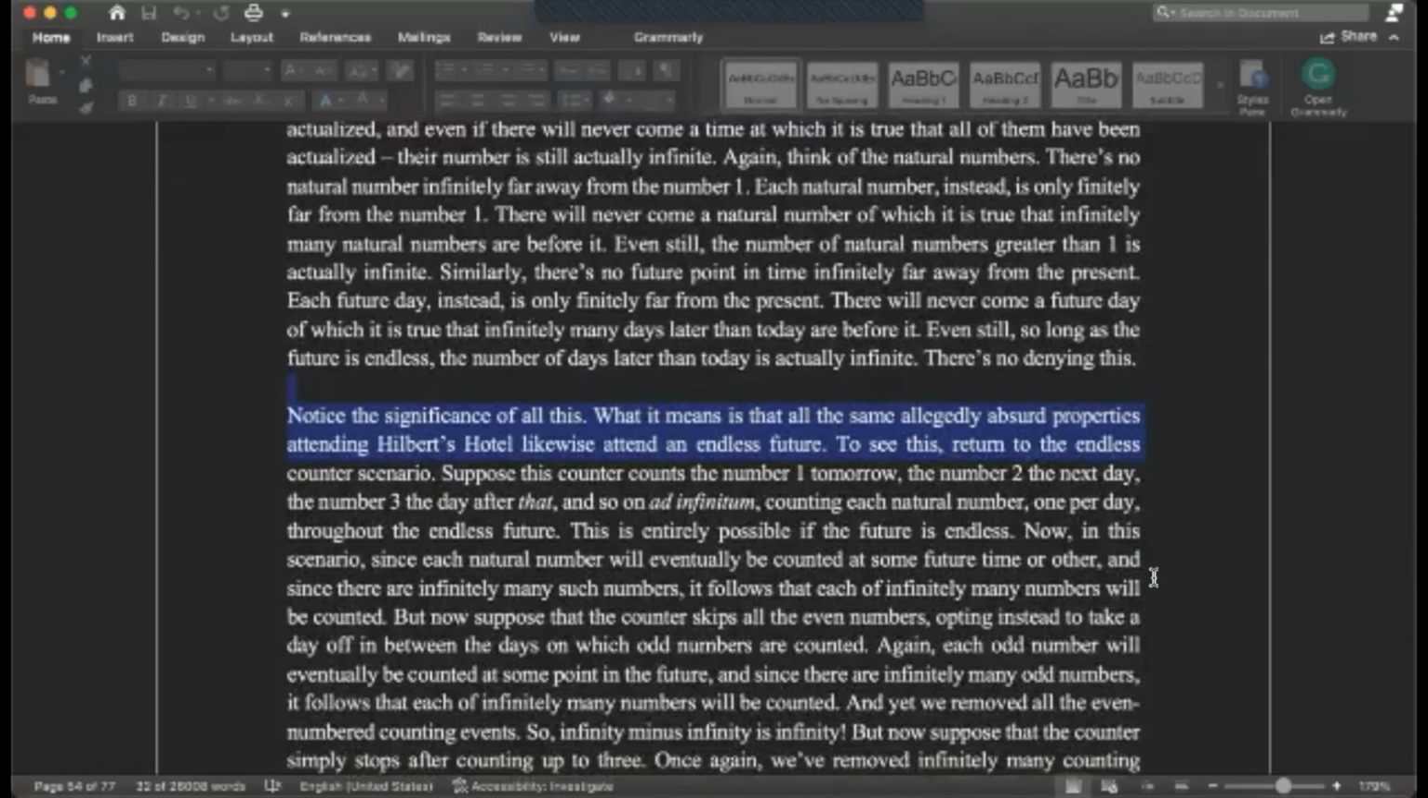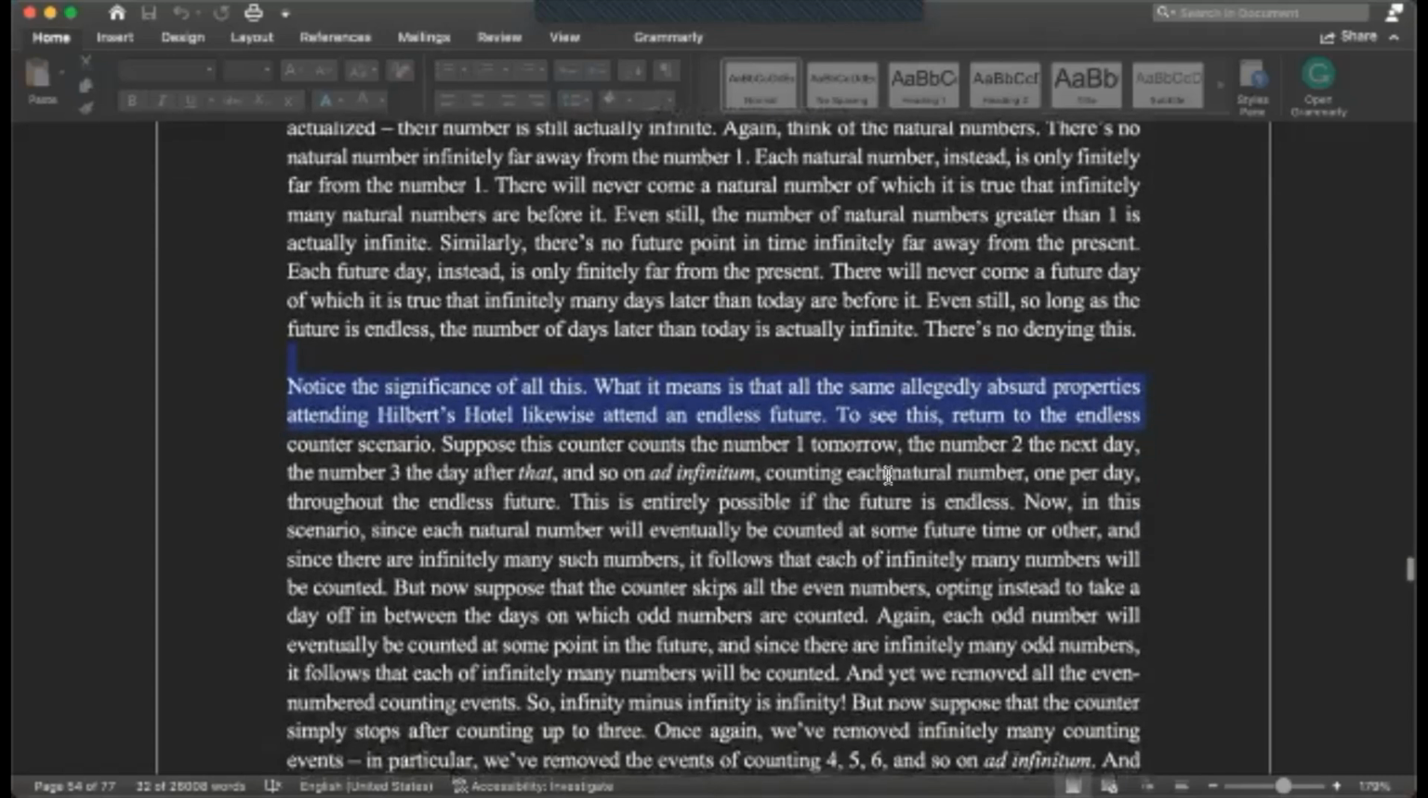To see this, return to the endless counter scenario. Suppose this counter counts the number 1 tomorrow, the number 2 the next day, the number 3 the day after that, and so on ad infinitum, counting each natural number, 1 per day, throughout the endless future. This is entirely possible if the future is endless. Now, in this scenario, since each natural number will eventually be counted at some future time or other, and since there are infinitely many such numbers, it follows, deductively, that each of infinitely many numbers will be counted.